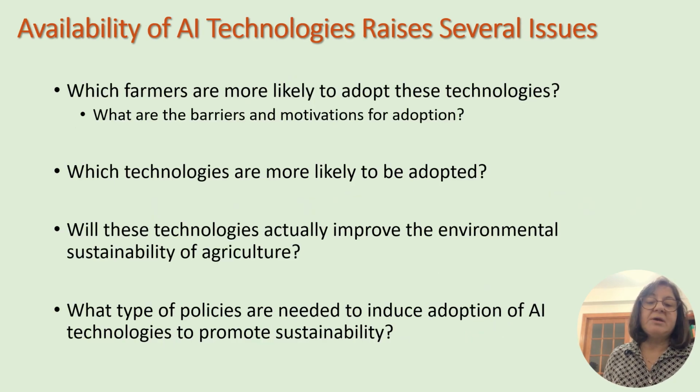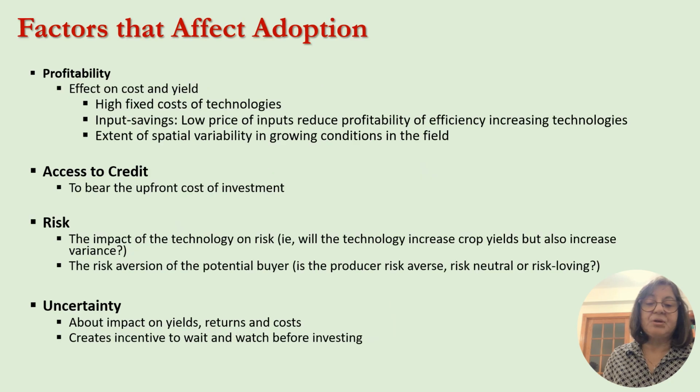So the availability of AI technologies raises several issues. The first is which farmers are more likely to adopt these technologies? What are their barriers and motivations? Which technologies are more likely to be adopted? There's a whole suite of technologies that are available for different functions, and farmers have to choose which technologies, which components to adopt. Will these technologies actually improve environmental sustainability of agriculture? And what types of policies are needed to induce adoption of AI technologies to promote sustainability?